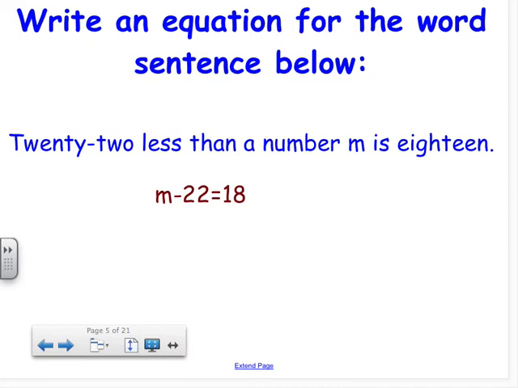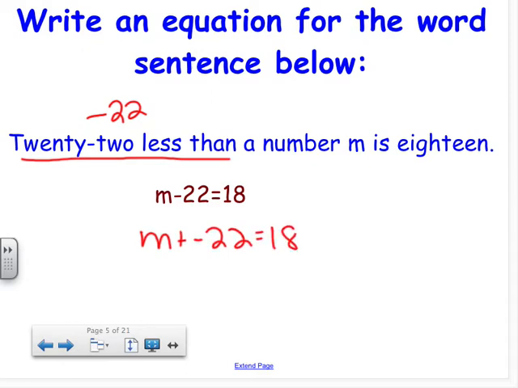Okay, so 22 less than a number m is 18. 22 less than m is 18. That would be m minus 22 equals 18. Don't get caught in the trap where you write 22 minus m. That is not the same thing. 22 less than translates into minus 22. You could have also written m plus the opposite of 22 equals 18. Either is correct. I prefer this way, but either is correct.